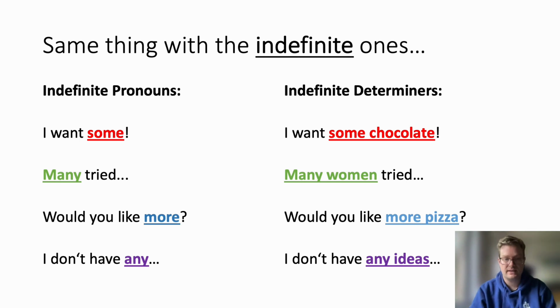I don't have any ideas. I don't have any. In the sentence, I don't have any, it's a pronoun. If you say, I don't have any friends, I don't have any ideas, I don't have any luck or whatever, then it's a determiner because it's in front of a noun.